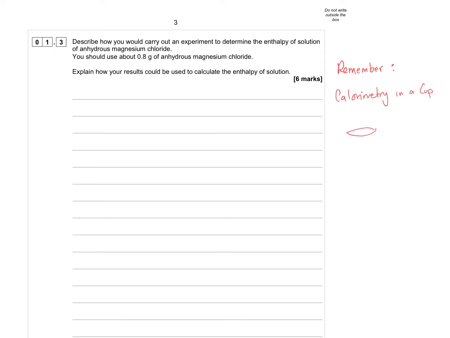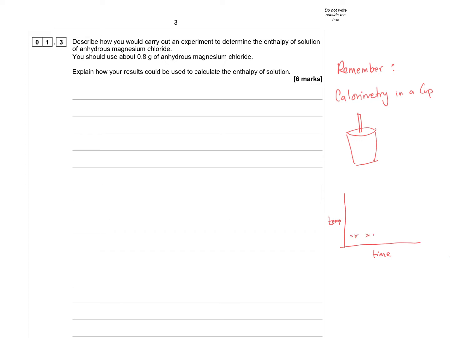So if you remember, this is where you have the polystyrene cup and you put the solution, you add your water or your solution, and then you carefully weigh out the solid, you add the solid to the cup and you stir it and you measure the temperature. And the important thing being that you plotted a graph of how the temperature changed.